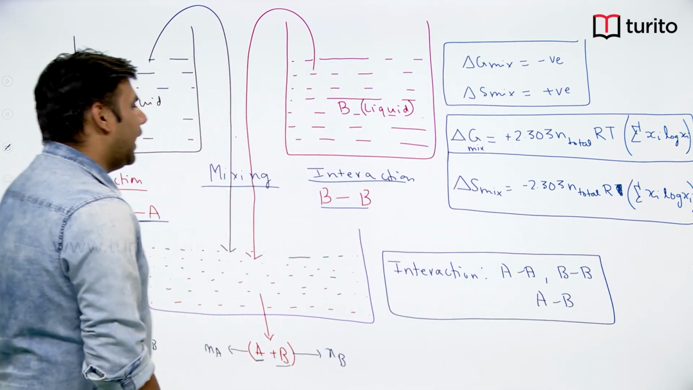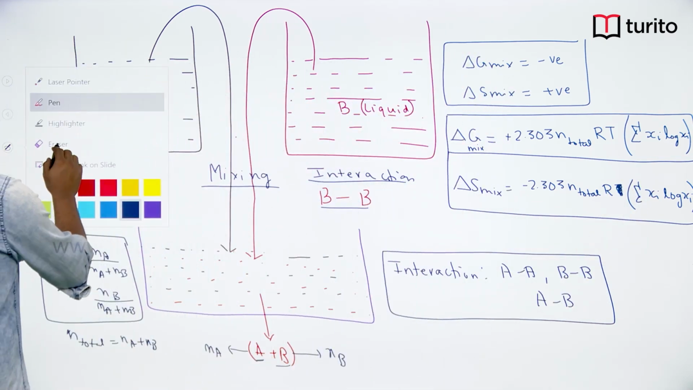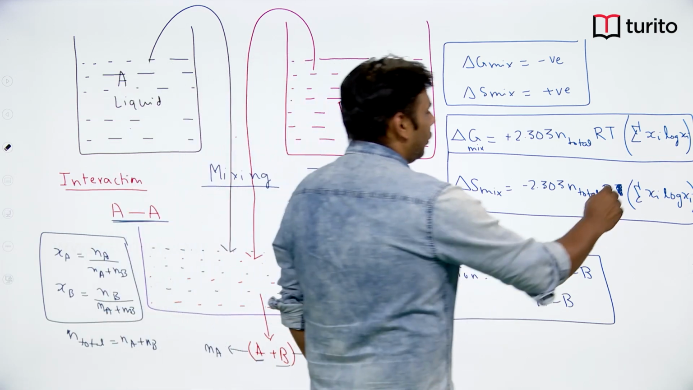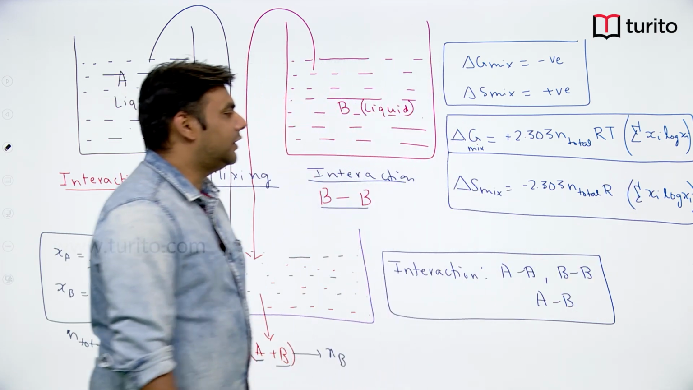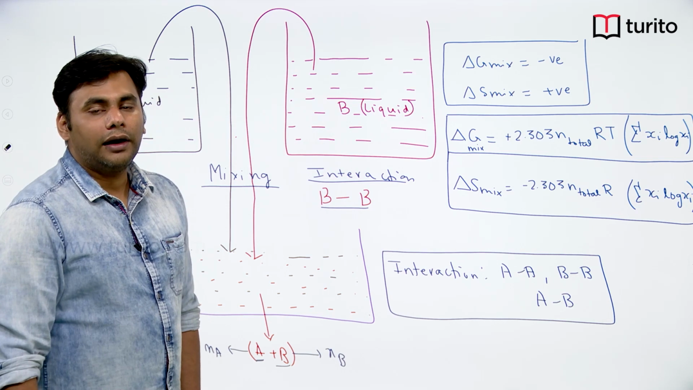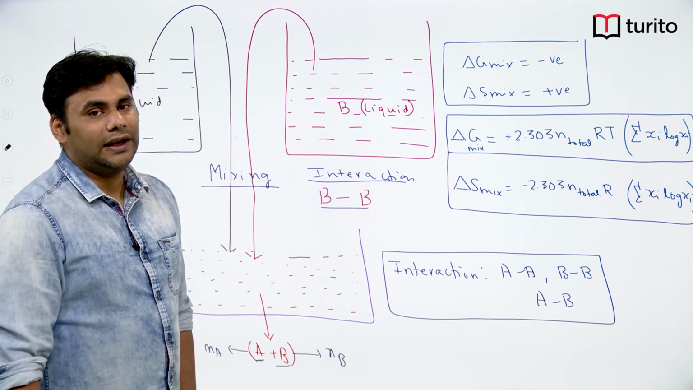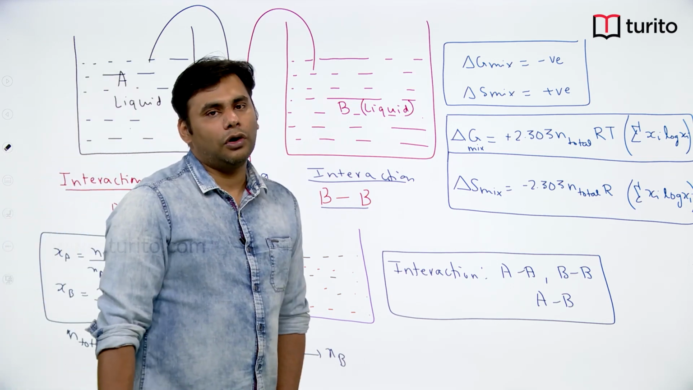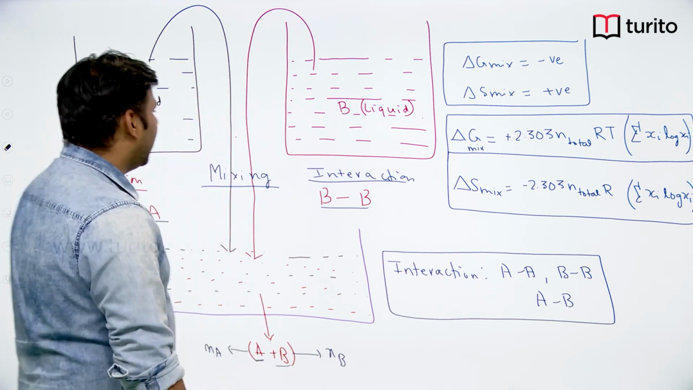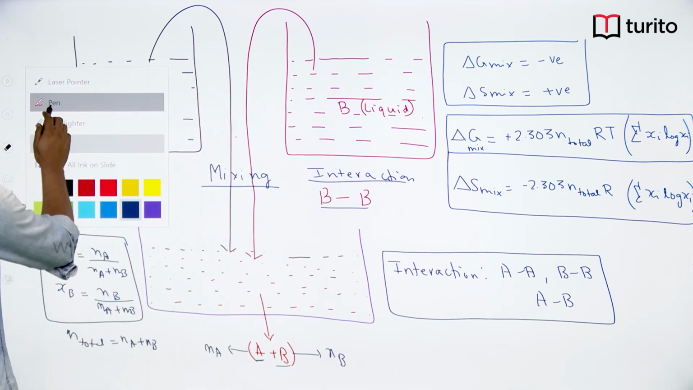So this is n_total R summation of x_i, or minus 2.303 n_total R (x_A log x_A plus x_B log x_B). Okay. So in that way you can get the value of delta G and delta S.